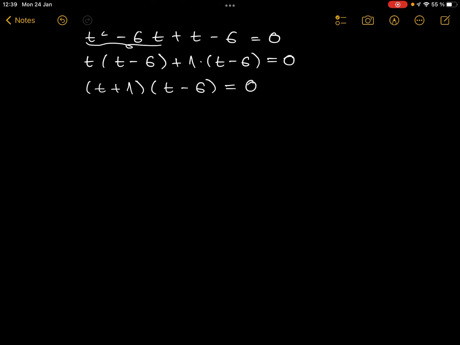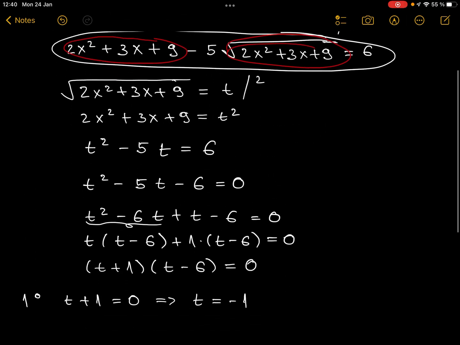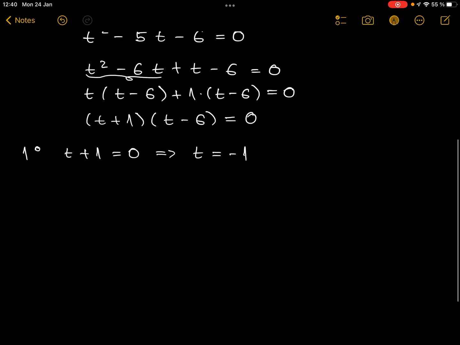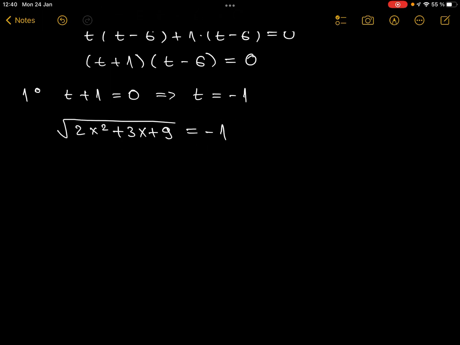Now, we've got two possible cases. Either t plus 1 is equal to 0, which would imply that t is equal to negative 1, or in other words, since t is this square root right here, the square root of 2x squared plus 3x plus 9 is equal to negative 1.